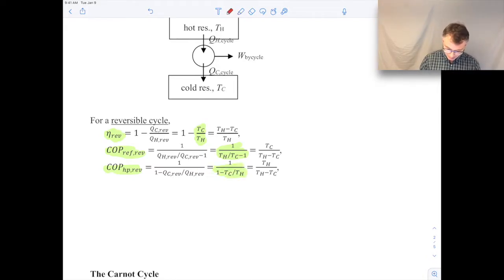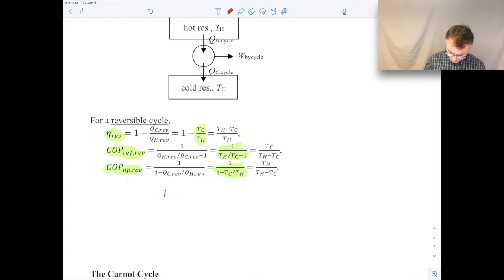And one of the things I want to highlight is these performance measures will be identical for any reversible cycle operating between the same two thermal reservoirs. So if you have the same temperatures, TC and TH, for those thermal reservoirs, then you'll get the same performance regardless of what the details of the cycle look like. We'll come back to that point a little bit later.